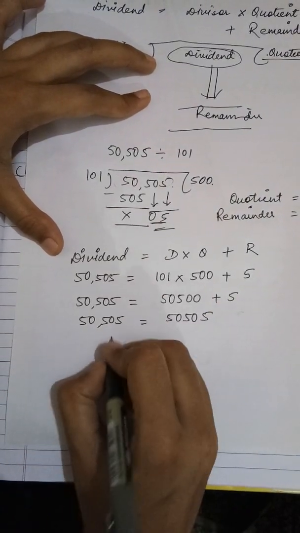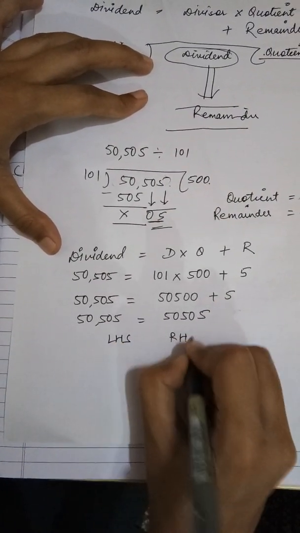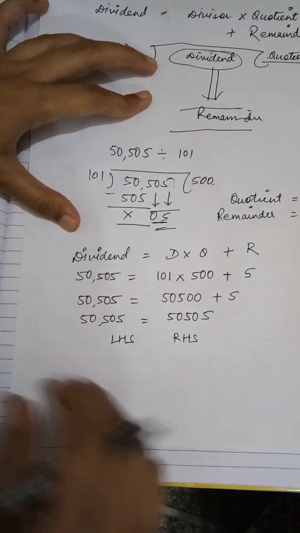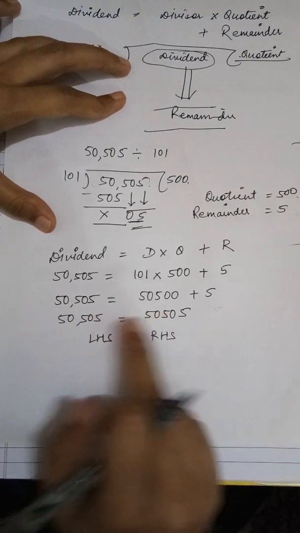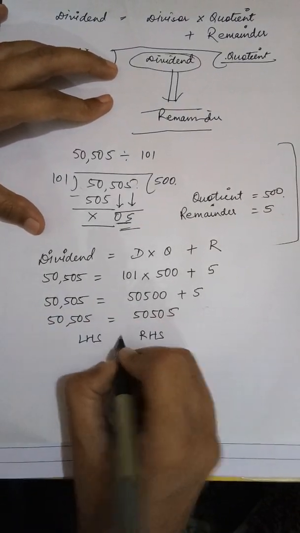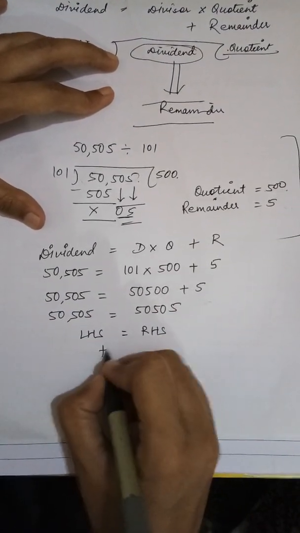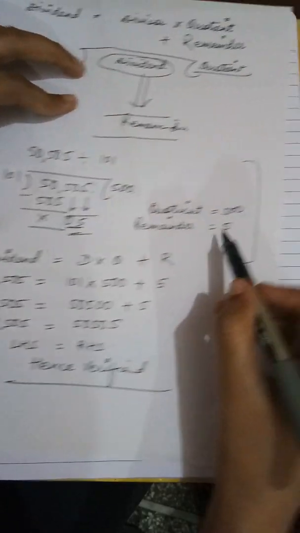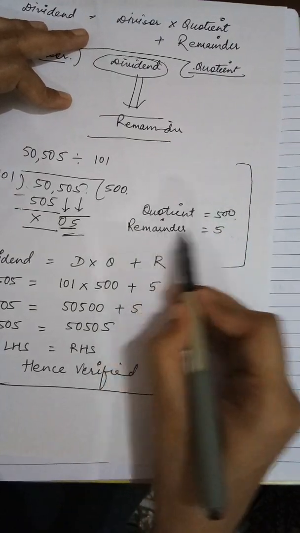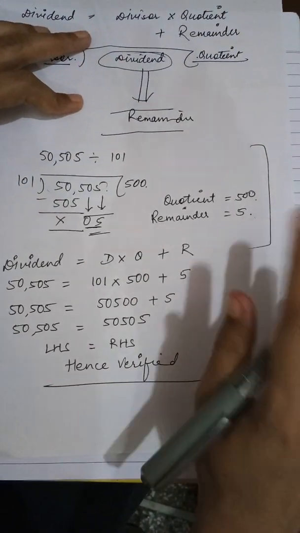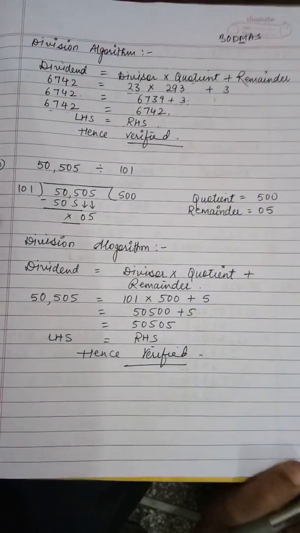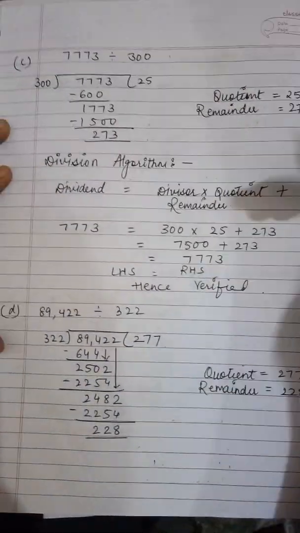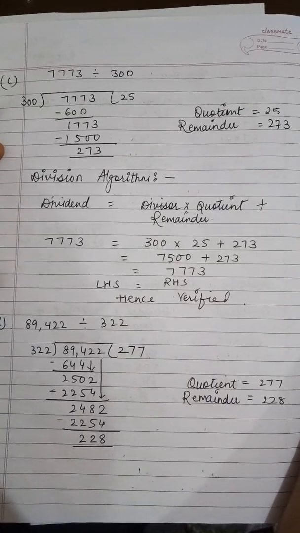So you can see that this is my left hand side and this is my right hand side, right? This complete is my right hand side and this complete is my left hand side. So in both, my values are coming same, so my left hand side is equal to right hand side, hence my answer is verified. Verified means the answer which I found, quotient is 500, remainder is 5, that means my answer is correct. This is what was in the B part, right? Similarly, the C part you can try by yourself.